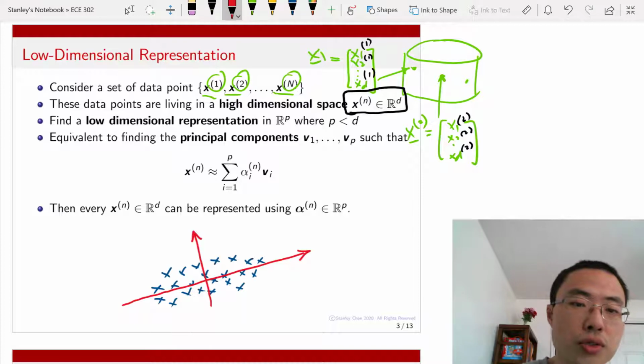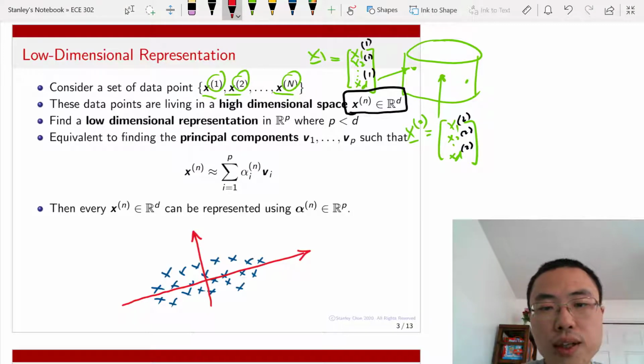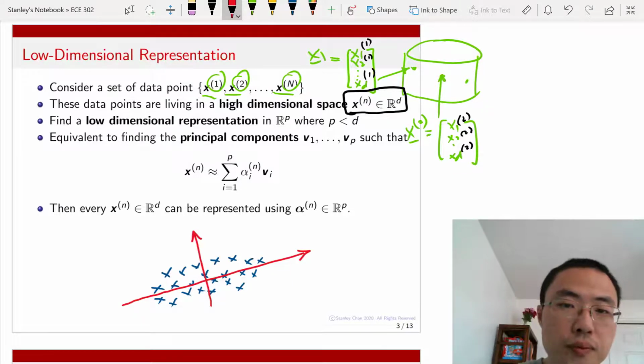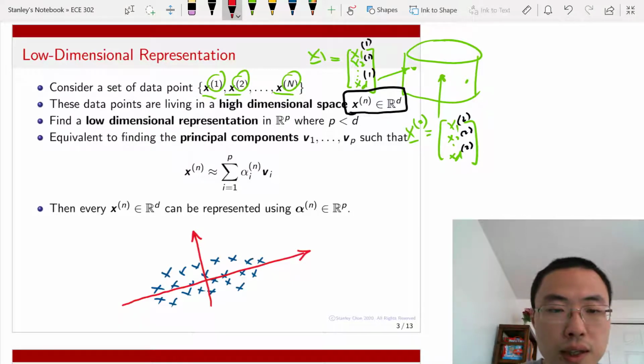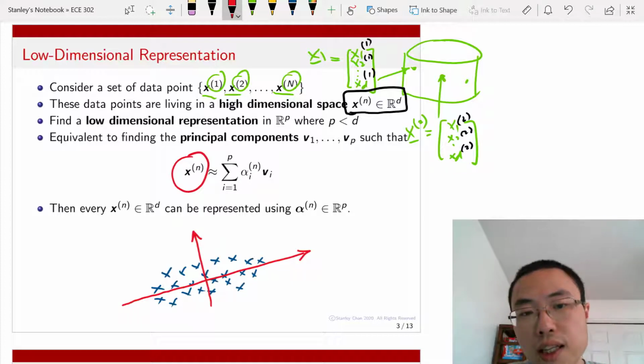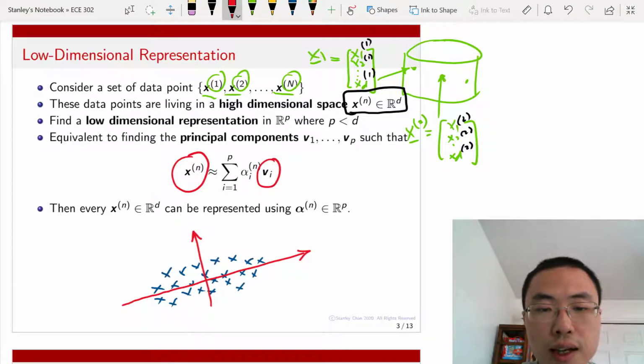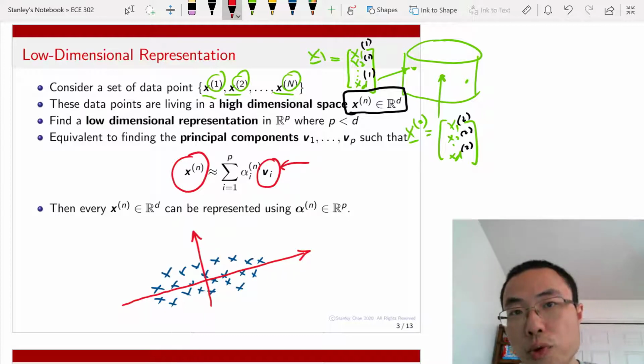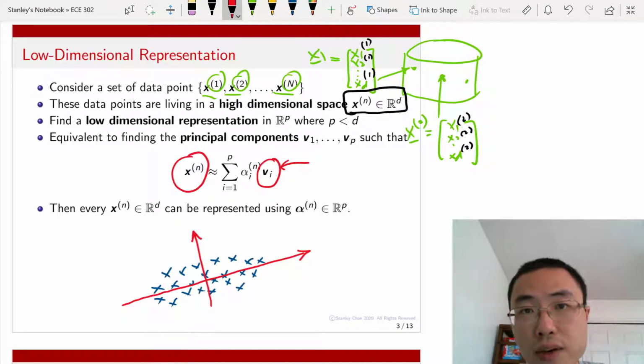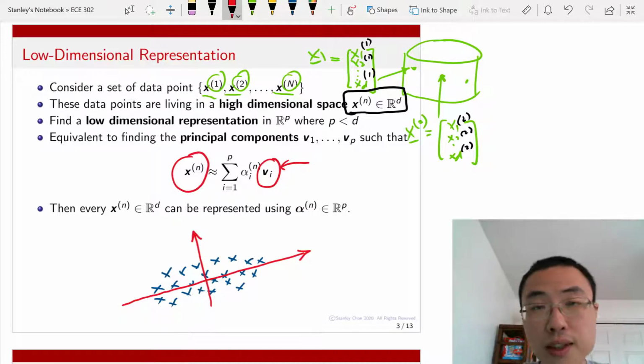Now, your goal is to find a low-dimensional representation in R^p, where p is less than d. Now, how do you do that? Look at this equation here. This is your nth data point, x^n. I am going to represent it through some basis vectors. This is a vector, I call it v_i, and I have p of those. Certainly in principal component analysis, we need to find out the v. But imagine that at this moment, v is given to you.